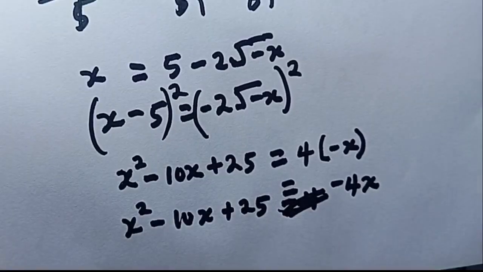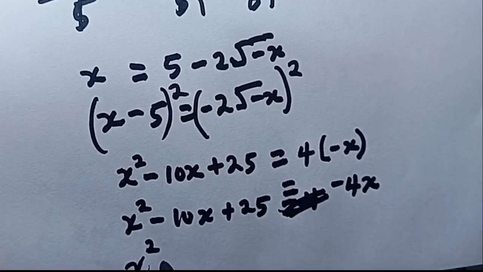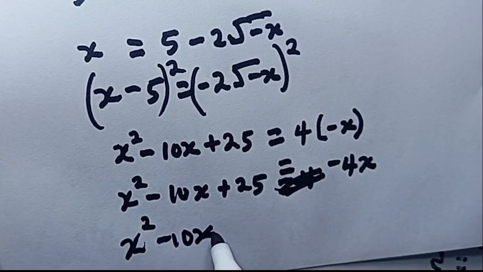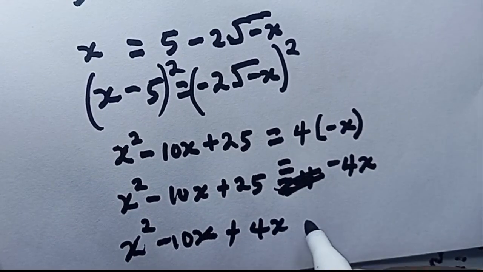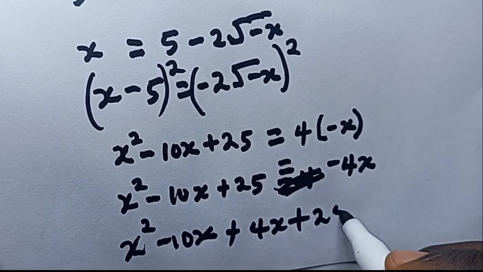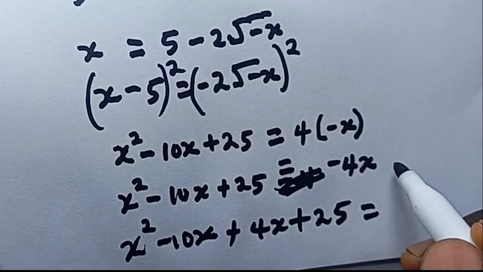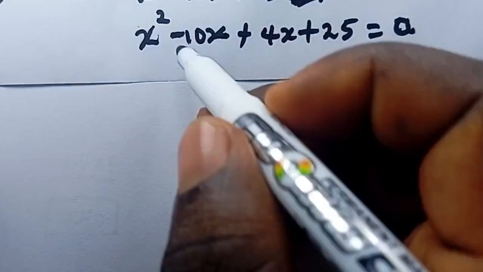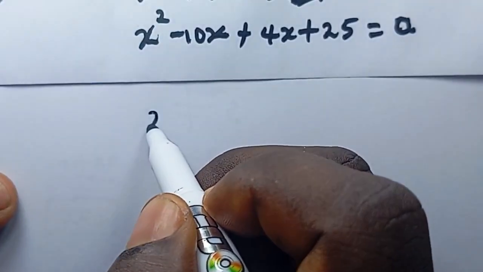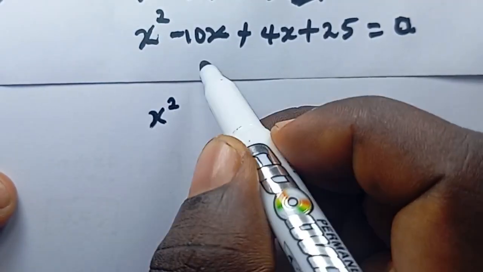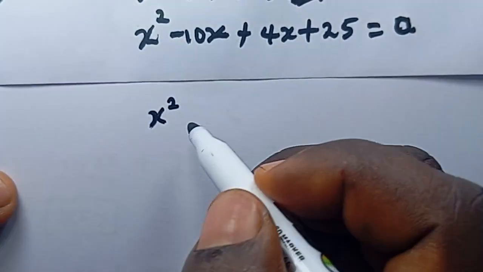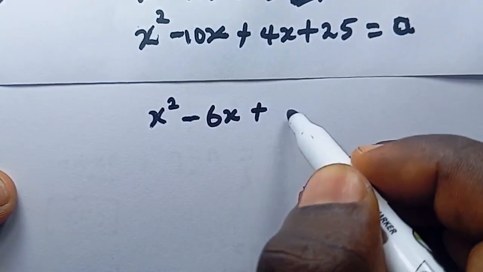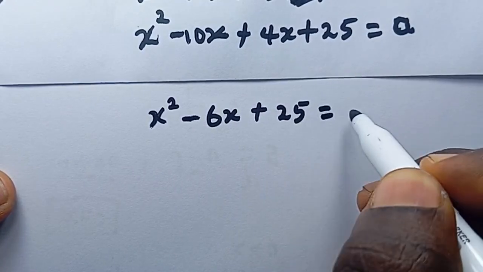Can add 4x to both sides, so this is x squared minus 10x and then plus 4x plus 25 is equal to 0. Okay, so this is x squared minus 10x plus 4x, which is minus 6x, and then plus 25 is equal to 0.